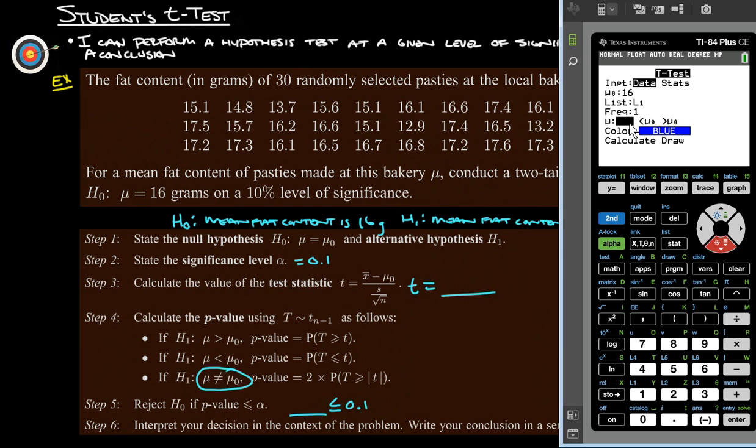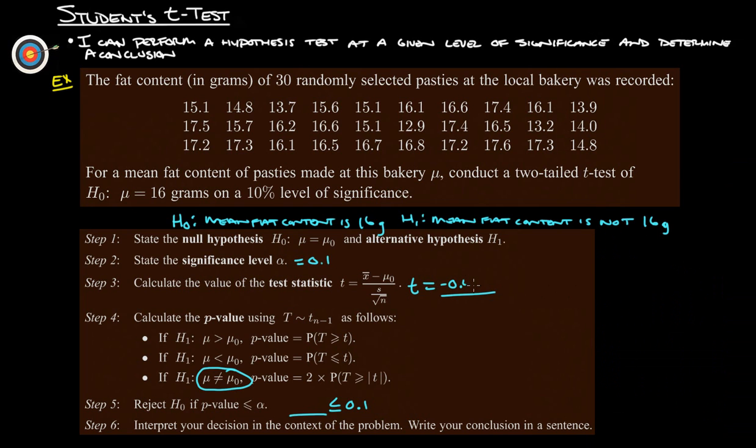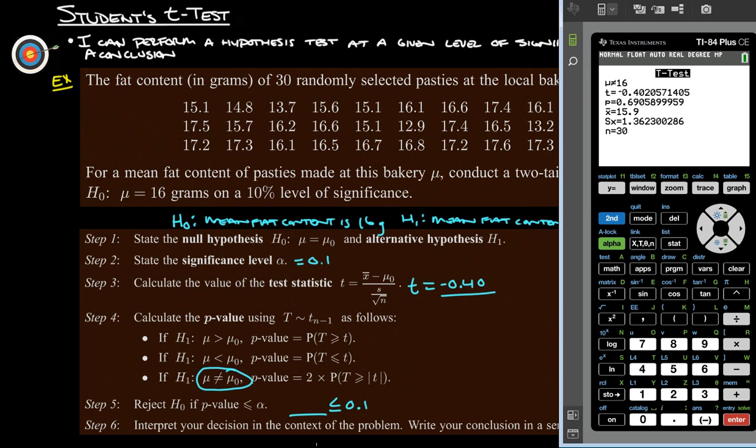We want to go into the not equals part. So make sure, especially if one of these others is already highlighted, that when you go into this here, instead of it just blinking, you push enter so that nothing else is highlighted. And then go down to calculate, and it will come up with all of our important juicy information. So our t is negative 0.40. And then our p-value here is 0.691.